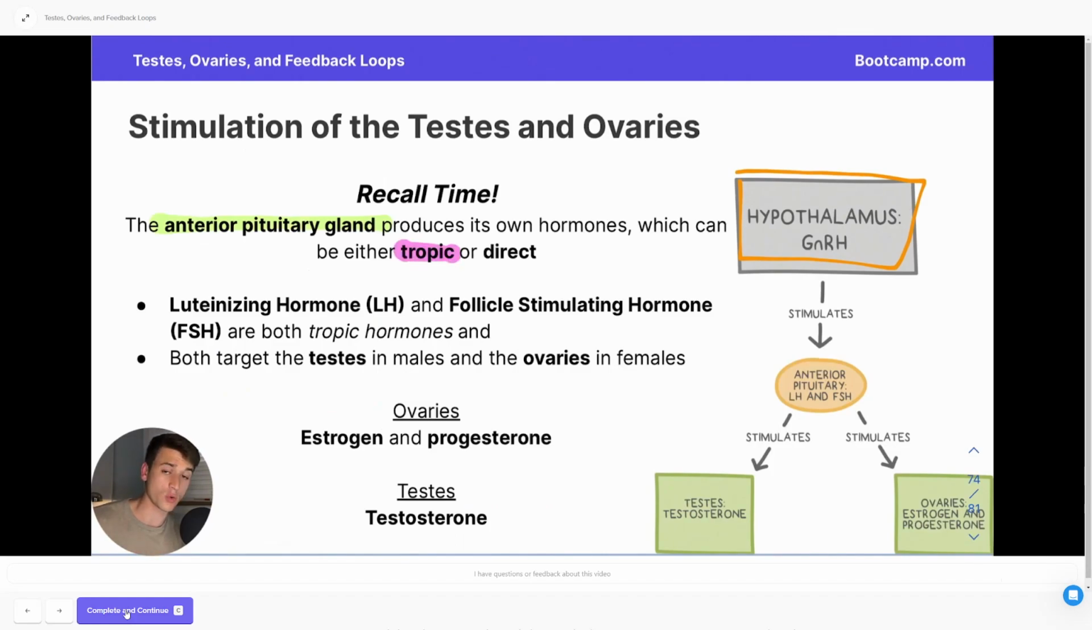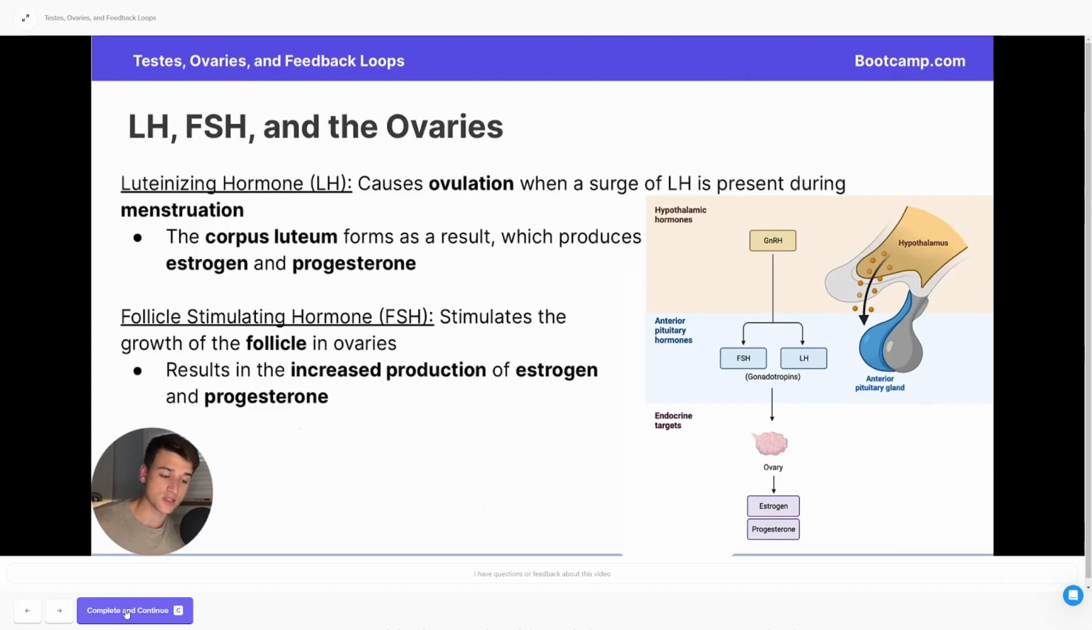Now, the hormones in question for this video are going to be luteinizing hormone, or LH, and follicle stimulating hormone, or FSH. Both LH and FSH are going to make their way to both the ovaries and the testes, but as we'll see, they have differing effects. For example, in the ovaries, we can generally say that we are going to see the production of estrogen and progesterone, while the result in the testes will be the production of testosterone. Alright, so let's go ahead and discuss the ovaries first.